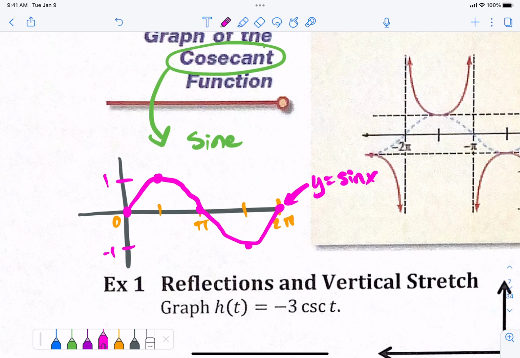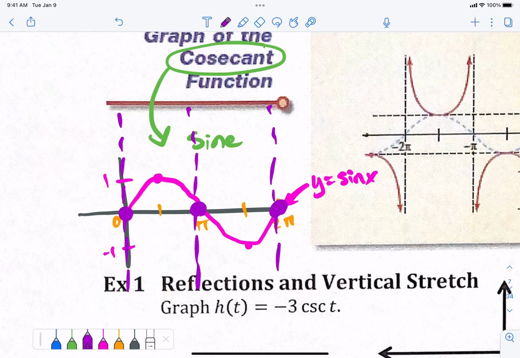Here's all you do to graph cosecant. Watch the middle line where sine crosses. How many places does sine cross or touch the middle line in that period? 3. 1, 2, 3. Do you see those little dots? You say cross, not touch. Where it touches the middle line, you're going to put vertical asymptotes.